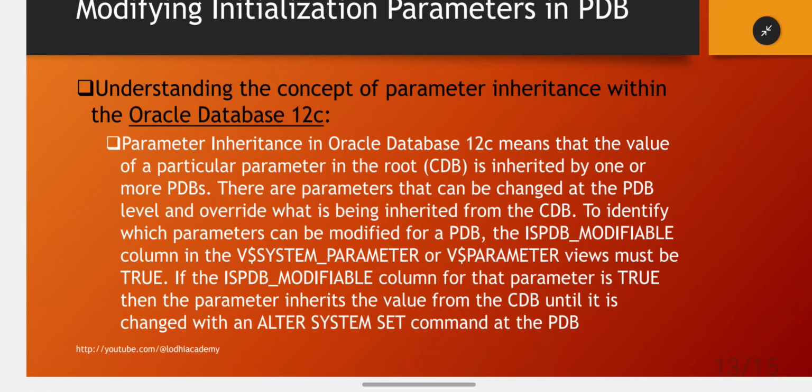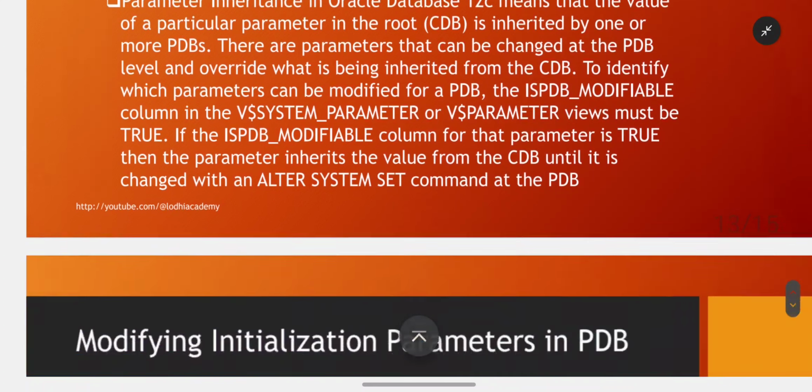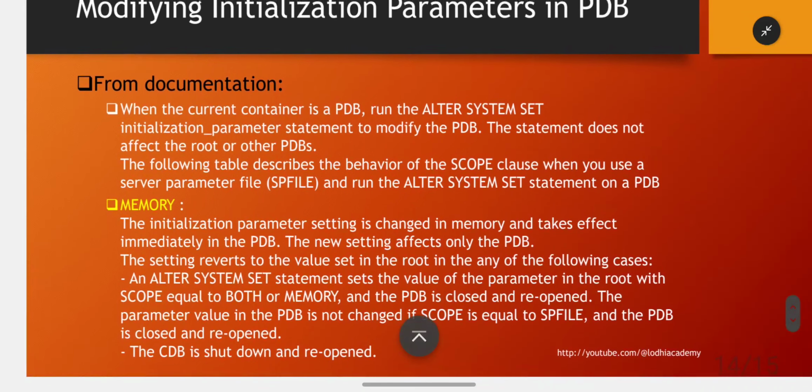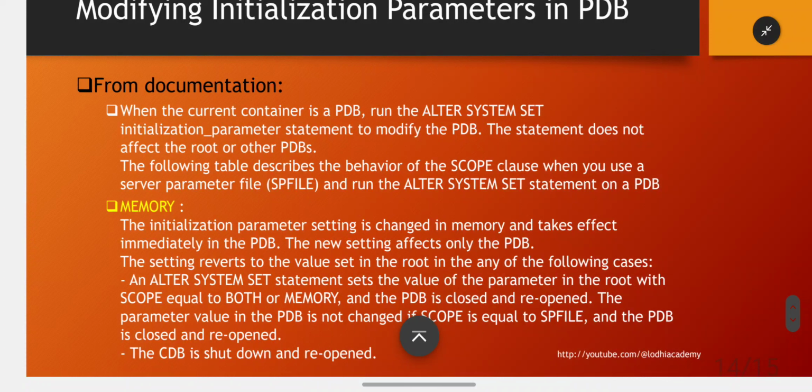If the ISPDB_MODIFIABLE column for the parameter is TRUE, then the parameter inherits the value from the CDB until it is changed with the alter system set command at the PDB. From the documentation: when the current container is a PDB, run the alter system set initialization_parameter statement to modify the PDB. The statement does not affect the root or other PDBs.